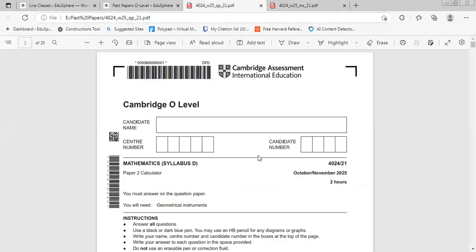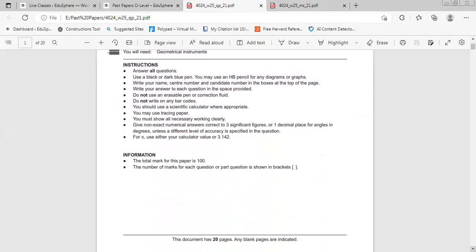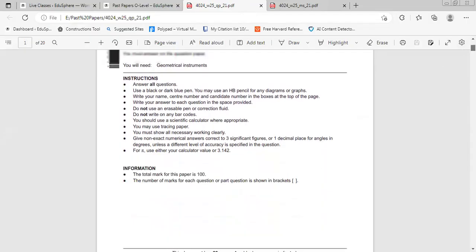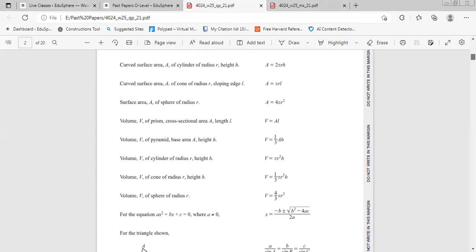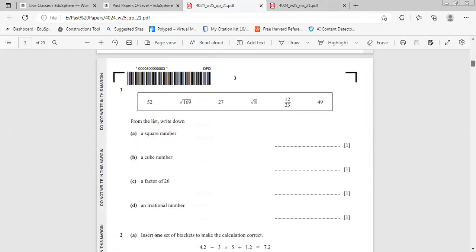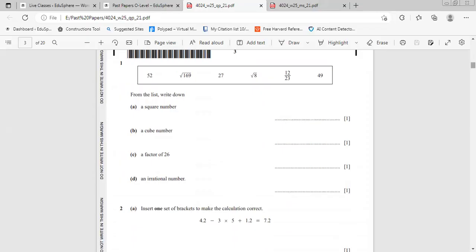Okay, let's move on to the question paper. This is Cambridge O level paper 2. Paper 1 has already been uploaded, so you can go back and check. The time for this paper is 2 hours. This is the list of the formula sheet, and this is question number 1.